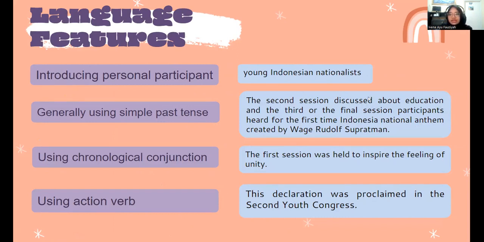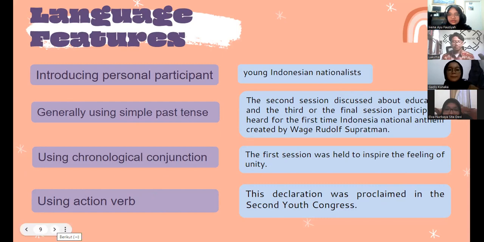The second session discussed with the ed. Meanwhile, the verb original, or verb one, of discuss is just discuss without ed. And for the second form, or verb two, it's added by ed. Okay. And then for using chronological conjunction, here is like this: the first, and then using action verb. This one is proclaimed. So we can see the action there. Okay. Understood? I hope you guys understand this explanation.